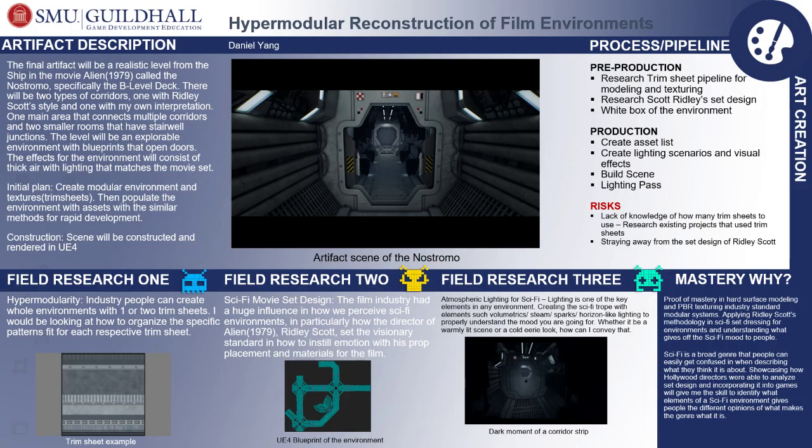For this thesis topic, I wanted to recreate a level from the ship called the Nostromo from the movie Alien 1979, and specifically the level B deck. And for the artifact, I wanted to include two types of corridors, one with the style from the movie and try to recreate the details that the movie had. And then the second corridor, I wanted to include my own imagination to capture a seamless transition for the environment that would be played inside Unreal Engine 4.